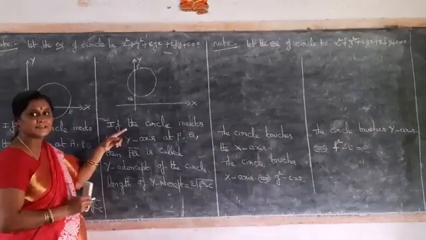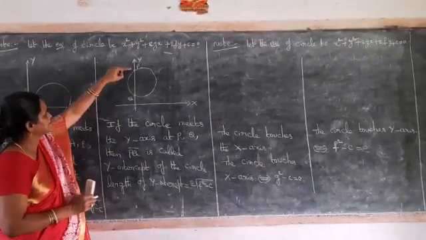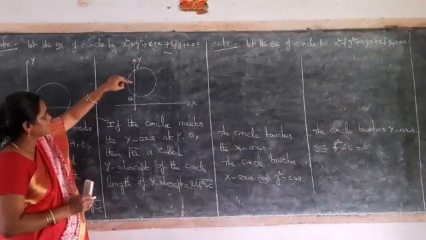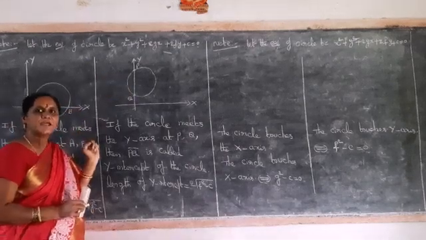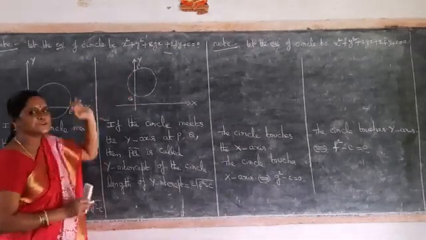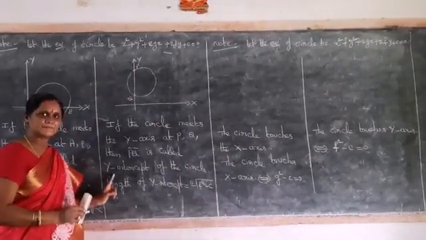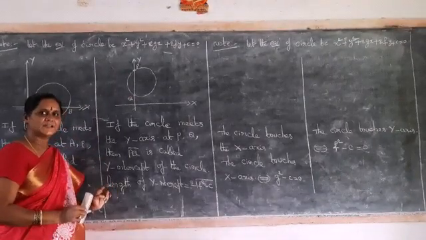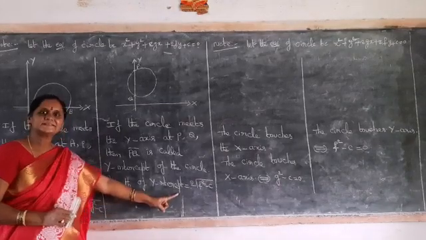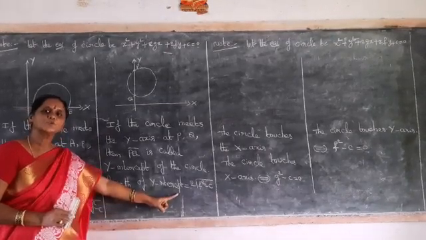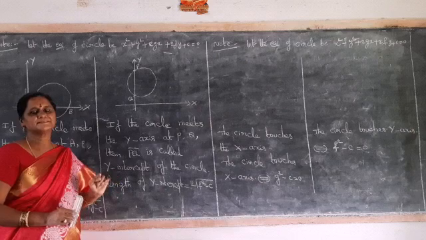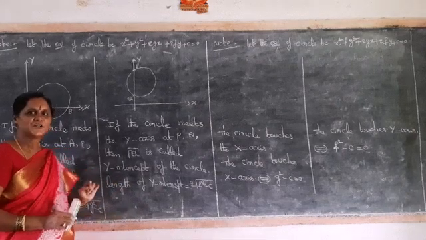I have written the same. If the circle meets the y-axis at the points P, Q, then line segment PQ bar is called y-intercept of the circle. Next, we have the formula. Length of y-intercept is equal to 2 root of f square minus c. So, this is the formula.